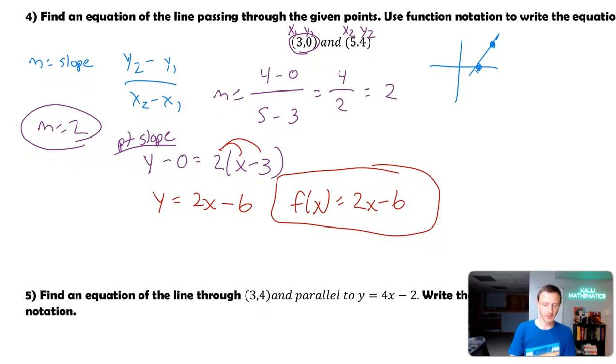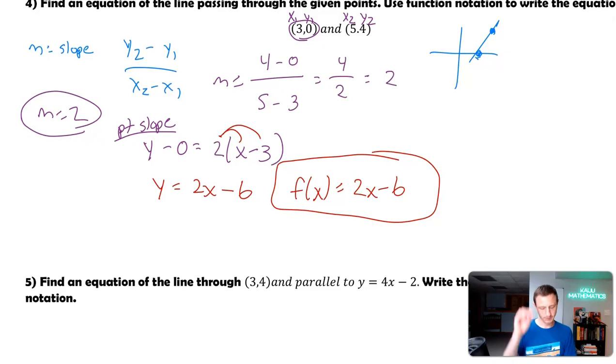And some of these might get a little bit messy at times. Like you might have some fractions that you have to deal with. So just keep that in mind.